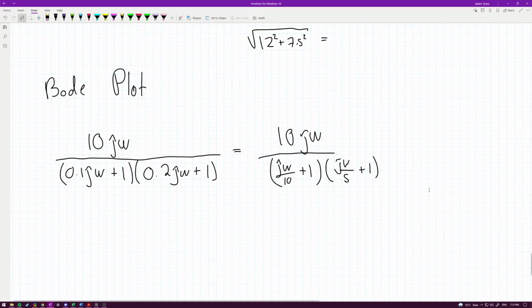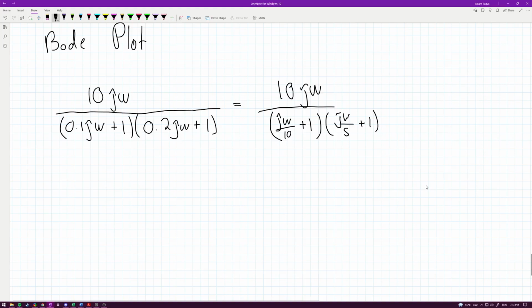Okay. Now we have to identify all the things. Make a list. We have a constant gain of 10. We have a zero at the origin. We have a simple pole with p equal to 10. We have a simple pole with p equal to 5. So for each of these, we need to make a magnitude and phase plot, and from there, we'll see.